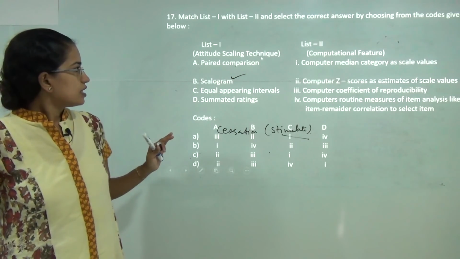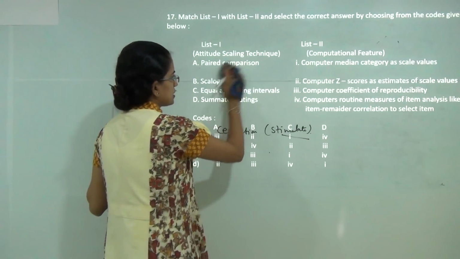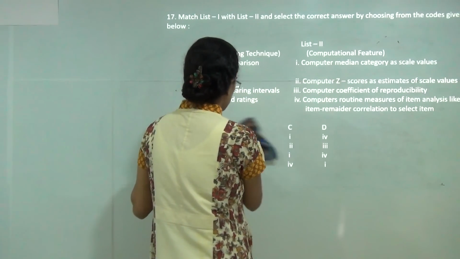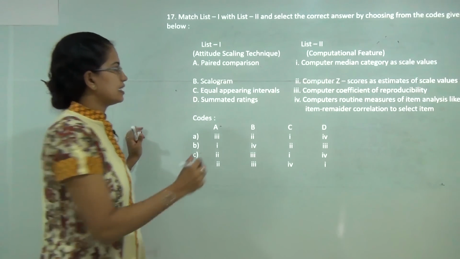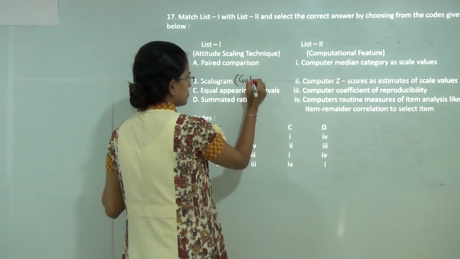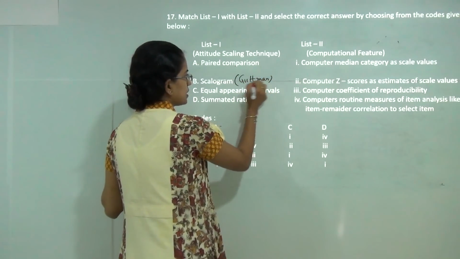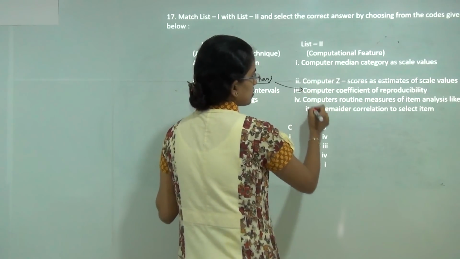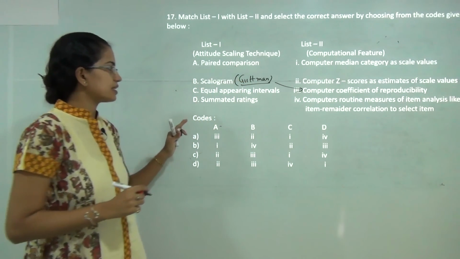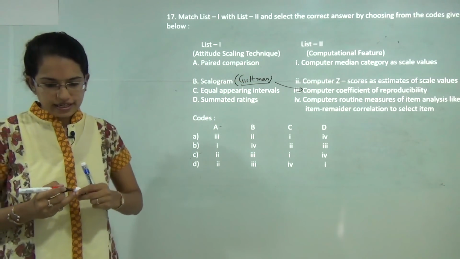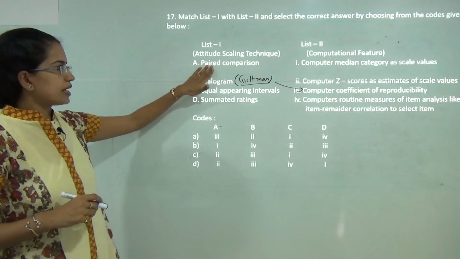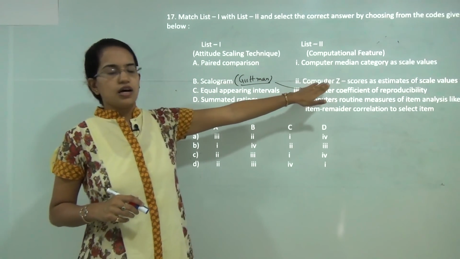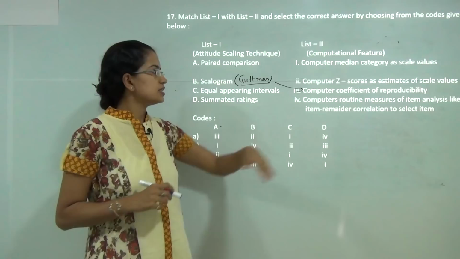Next question. Now these are the various attitude scales and the various methods that you use for attitude scales. Guttman gave the scalogram technique, and under this technique he talked about the unidimensionality factor and computed the coefficient of reproducibility. The next is paired comparison. Paired comparison talked about computing Z scores.